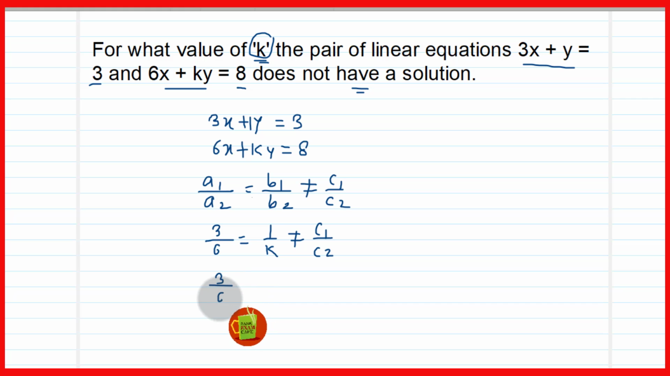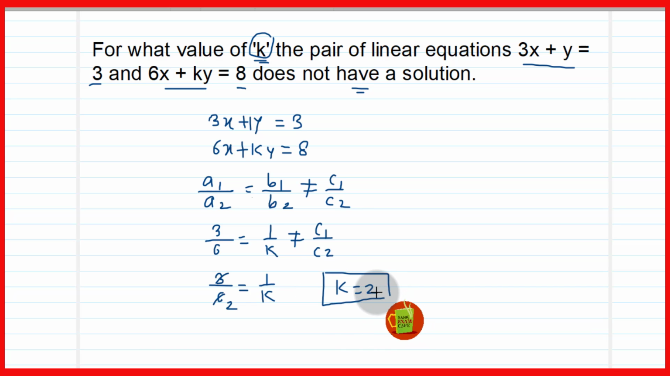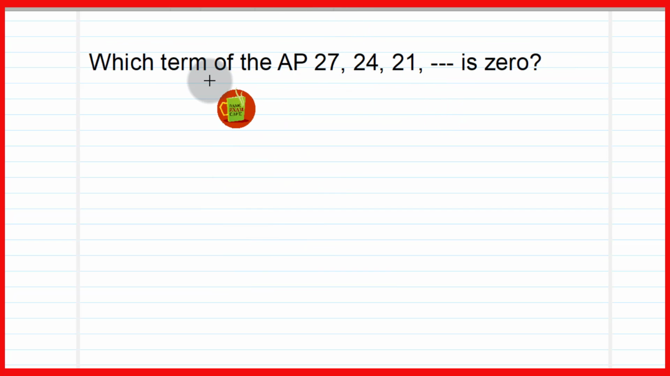Now we will equate these two. So 3 upon 6 is equal to 1 upon k. So 3 1s are 3, 3 2s are 6, and therefore k is equal to 2. So here we have got the value of k as 2. So we can say that for k is equal to 2, the given pair of linear equations will not have a solution. See the next question.